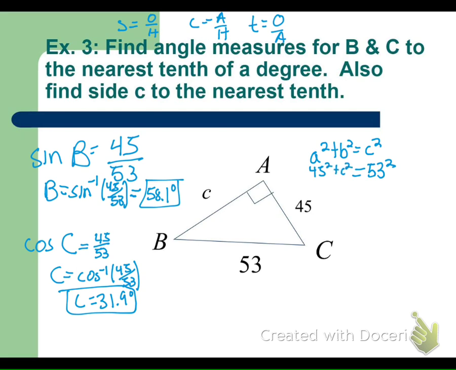Can somebody tell me what 45 squared is? A big number. Can you say it one more time? 2025 plus C squared. And then this is an even bigger number. 53 squared. 2809, like this? Okay. So we got to combine like terms. I'm going to subtract over 2025. We're left with C squared equals, what do you get? 784. We're going to square root both sides.